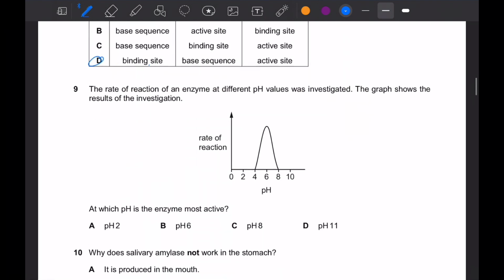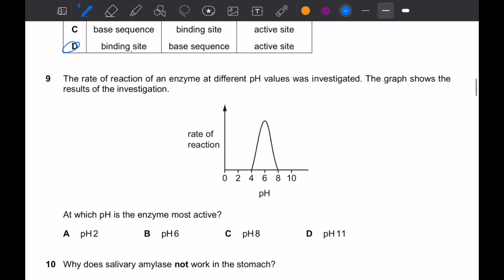Next question. The rate of reaction of an enzyme at different pH values was investigated. The graph shows the results of the investigation. At which pH is the enzyme most active, meaning that the rate of reaction is the highest? That would be here, which is 6. So the answer is B.